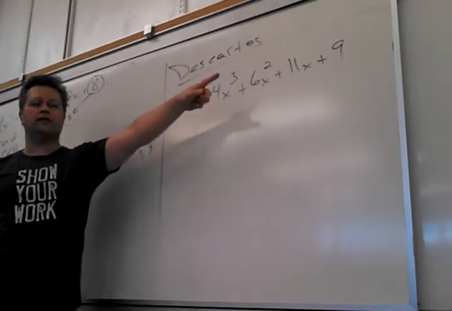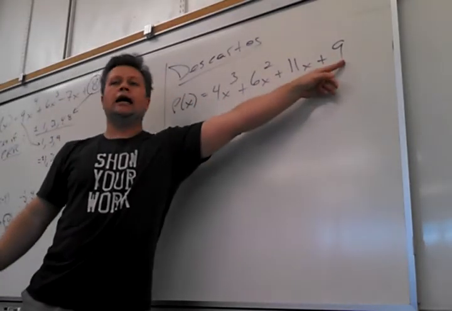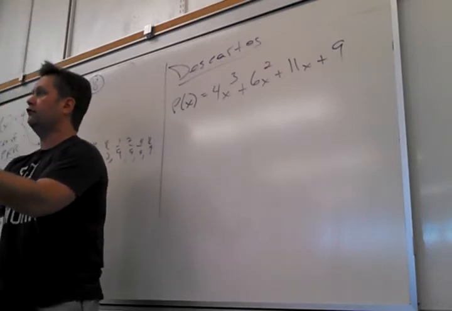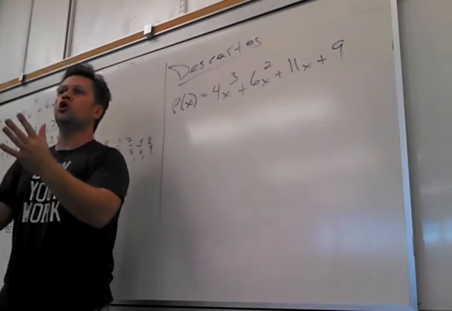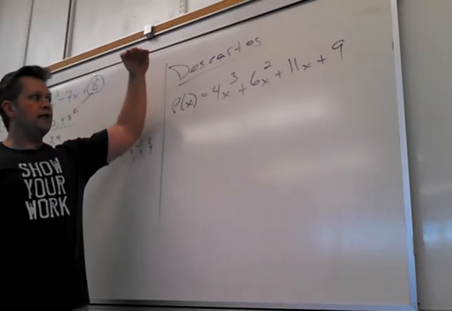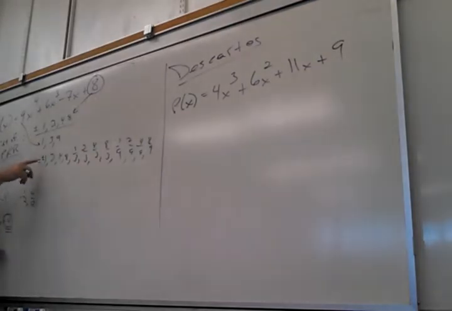Because if I plug in a positive number, it's got no chance. If I plug in 0, it's 9. So if I plug in anything else, it's more than 9. So is it going to ever equal 0 for any positive number? No. So what are the only possibilities then? Negative numbers. So if you had this polynomial and you had a list like this, you can automatically chop it in half, right?